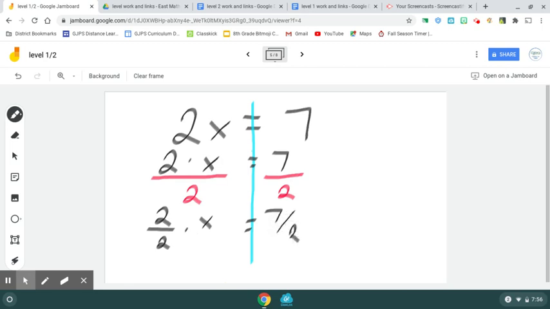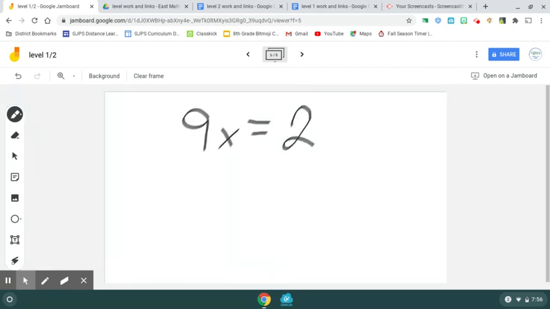Okay, so now 2 over 2, that makes our big one, if you remember that from proportions, right? Or if you type it into your calculator, you can prove it. 2 divided by 2 always equals 1. So 1 times x just equals x, because any number times 1 equals itself. So then we have x on the left-hand side equals 7/2, or if you want to make that into a decimal, 3.5. Okay, so that's one way to solve a one-step equation using multiplication.